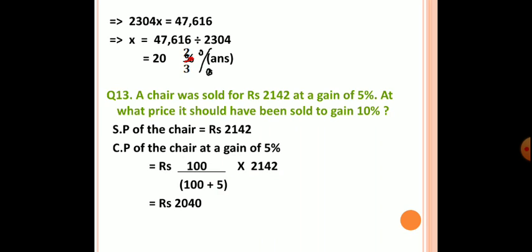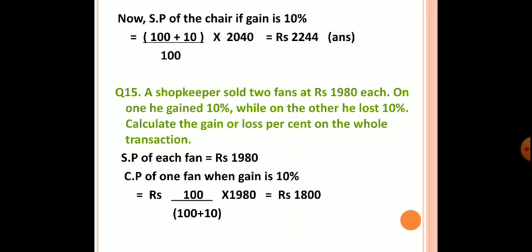Now let us find out the selling price of the chair when it is sold at 10% gain. So selling price of the chair when it is gaining 10% is (100 plus 10) by 100 into 2040, which is equal to rupees 2244. Question number 15. A shopkeeper sold 2 fans at rupees 1980 each.